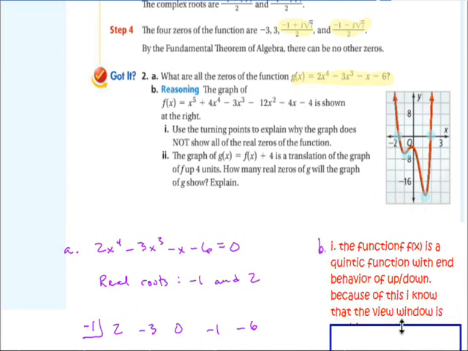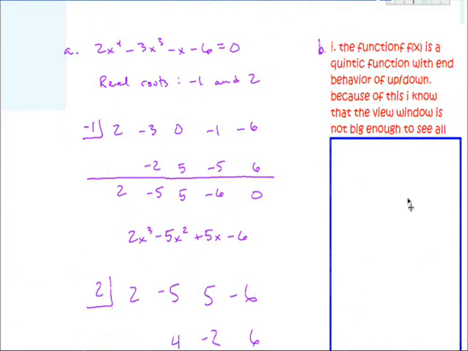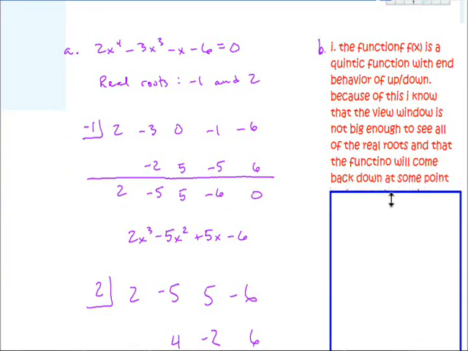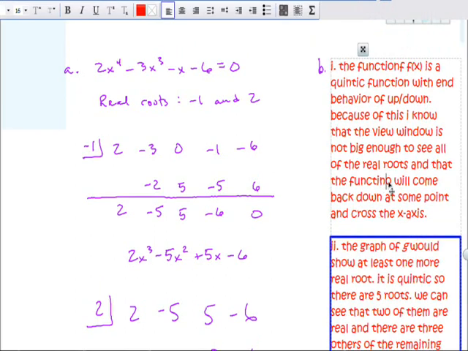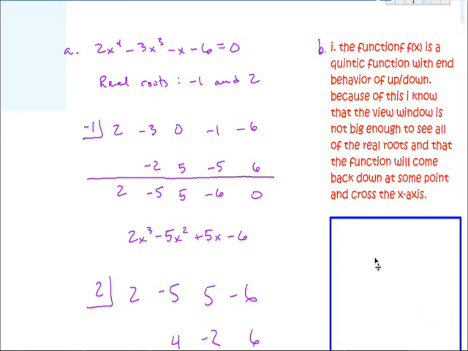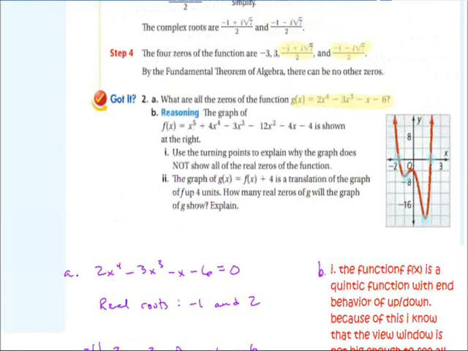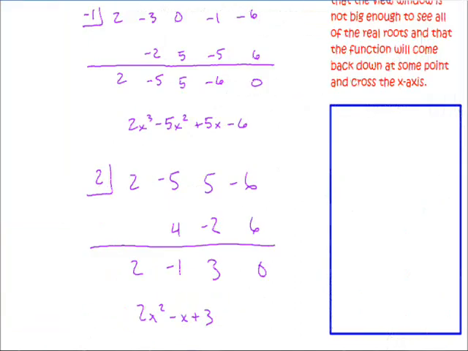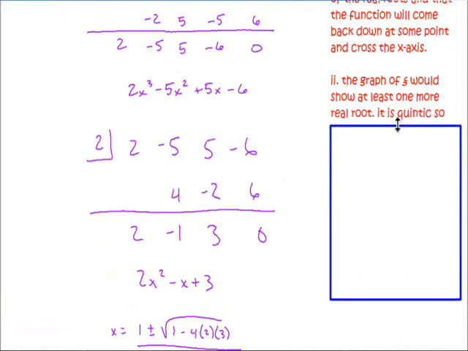So the function f of x is a quintic function with behavior of up, down. Because of this, I know that the view window is not big enough to see all of the real roots, and that the function, or functino, as I wrote right here, goodness gracious, will come back down at some point across the x-axis. So it's going to cross the x-axis again. It's not all here, okay, because of the 5th degree.